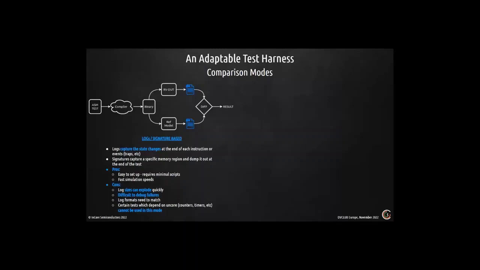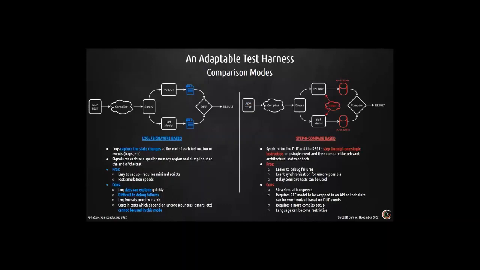There are a few kinds of tests which depend on the uncore aspects of RISC-V. For example, counters, timers, interrupts. Because you will be using an instruction set simulator like Spike, which is delay insensitive as compared to a cycle accurate DUT model, certain kinds of tests are not suitable for a log-based comparison method. But for that, we have things like step and compare mechanisms.